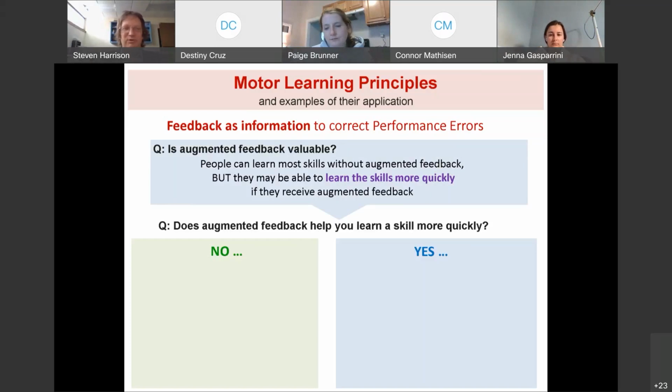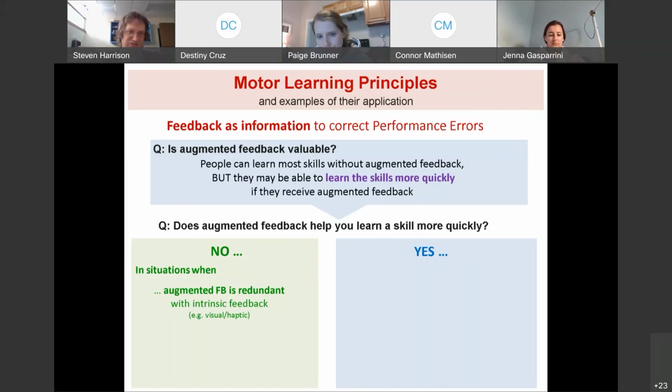But they're pretty broad, but they're useful for helping guide your thinking. So we've got a no answer and a yes answer. So augmented feedback is less likely to help you learn a skill more quickly in situations when the augmented feedback that you're supplying is going to be redundant with the intrinsic feedback that the patient or the athlete is actually receiving.